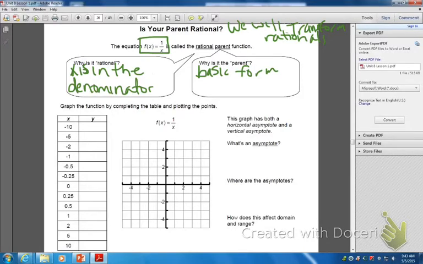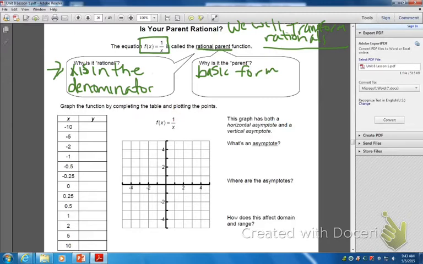Okay, our objective today is that we will transform our rational expressions, okay? Remember why we call it a rational function, and that is because the x is in the denominator. And we look at this as the parent. Remember, we look at this as the parent because it is in its basic form. We have not transformed it in any way. We haven't multiplied anything with it, added anything to it, or shifted.